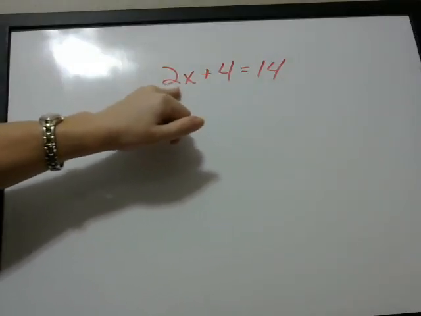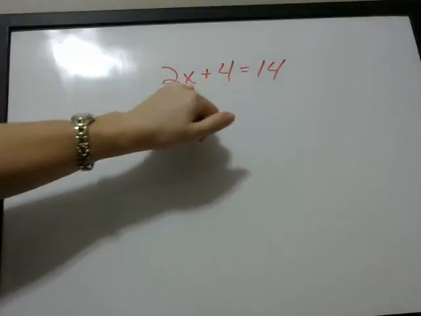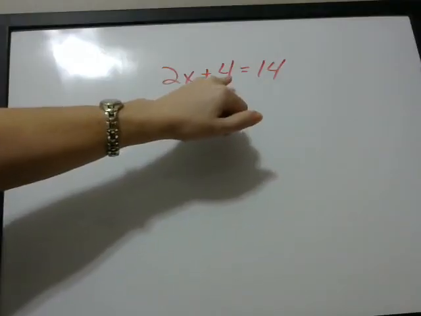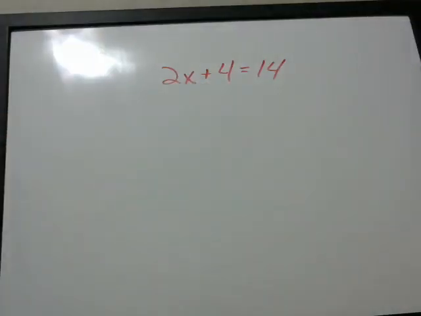So for example, I call this touching. 2 times x, it's touching the x. This one isn't, it's away from the x. So you want to get rid of this first. So this is just going to be a multi-step process following the same rules we just did.